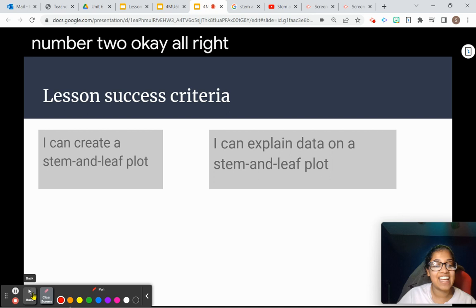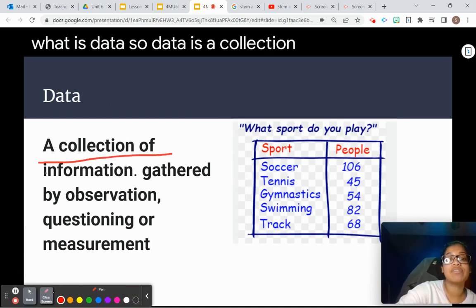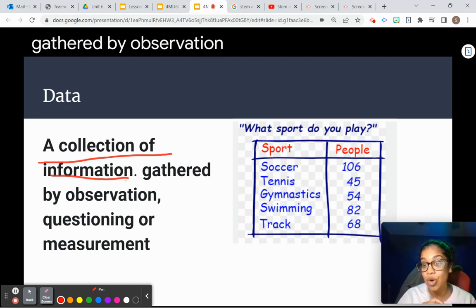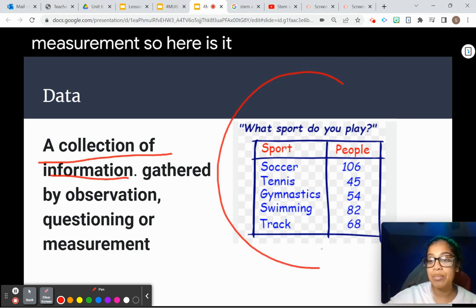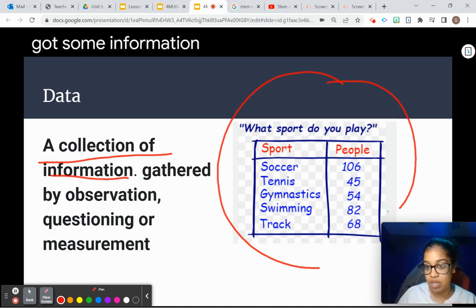All right. Let's go ahead and get into what is data. So, data is a collection of information gathered by observation, questioning, or measurement. Here is an example of our data. We asked the question, what sport do we play? And we got some information about it, right? So, data is just giving us information.